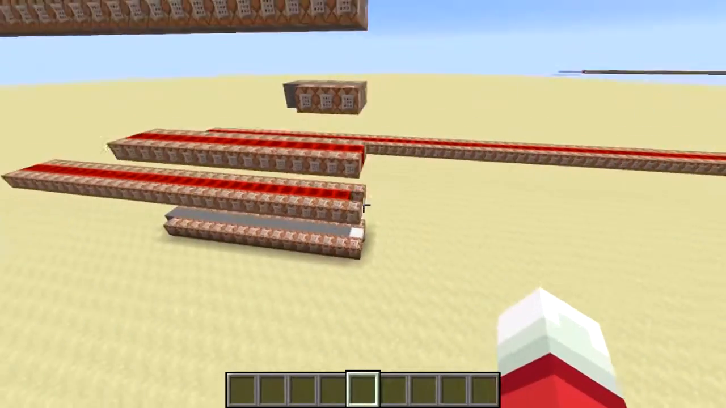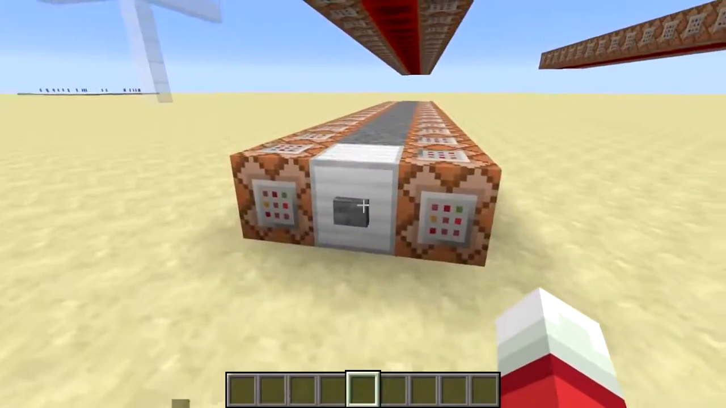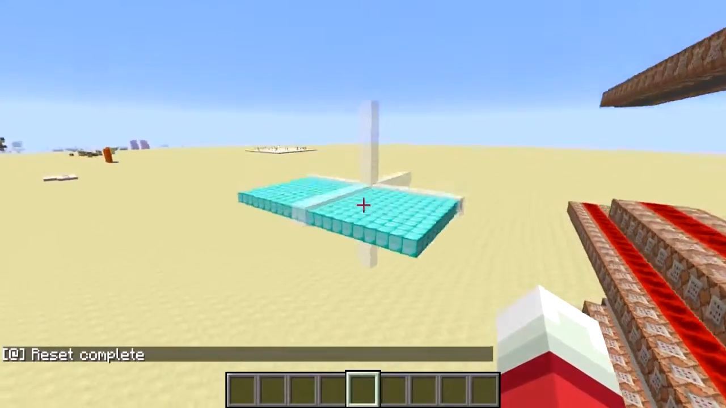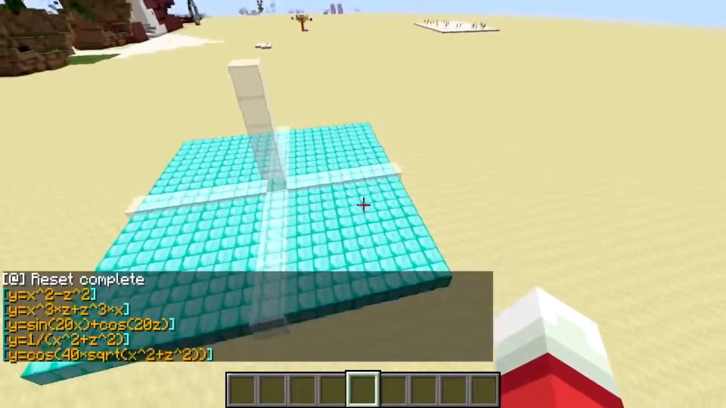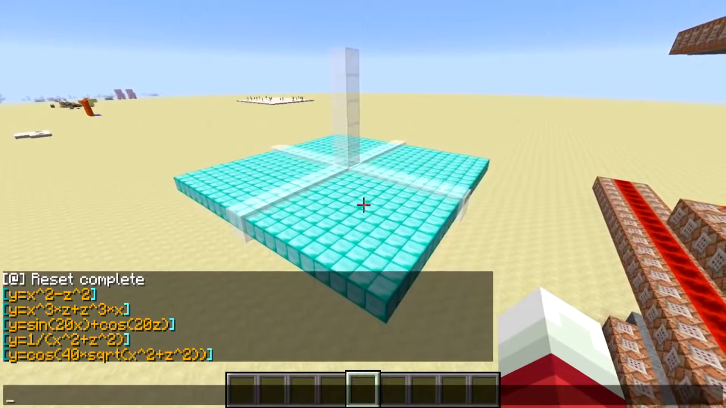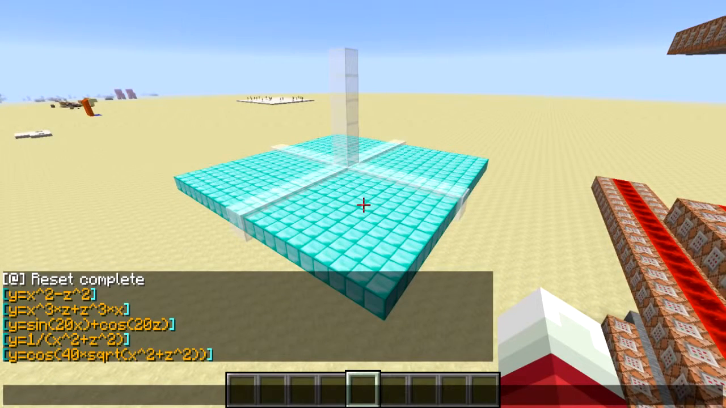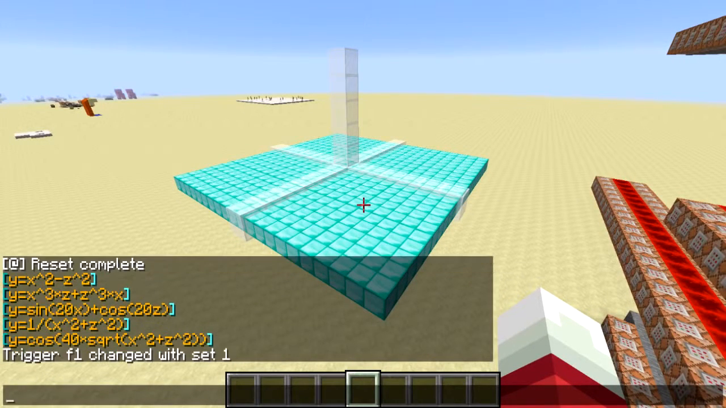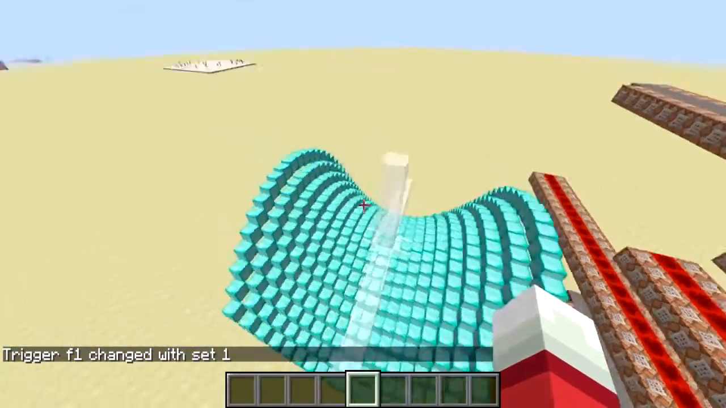I'm going to use them to do some 3D graphing. So let's go ahead and press the reset button here. It'll reset the plane, and then it'll tell me a list of 5 equations that it knows how to draw. So let's start with the first one, y equals x squared minus z squared, and I'll just click on it. And there we go.